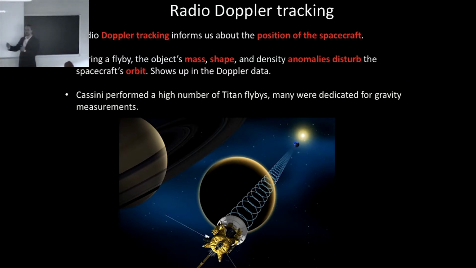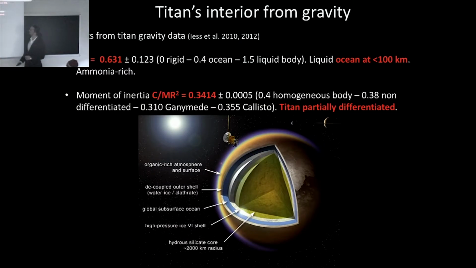So the more flybys you do, the more information you can get about the interior of the moon. You can get, of course, the mass and the shape, in terms of elongation and all, but also you can get information about the periodic deformations. That's the K2. And so when Cassini flew by Titan and measured its deformations at different orbital phases, it measured a value of 0.6.